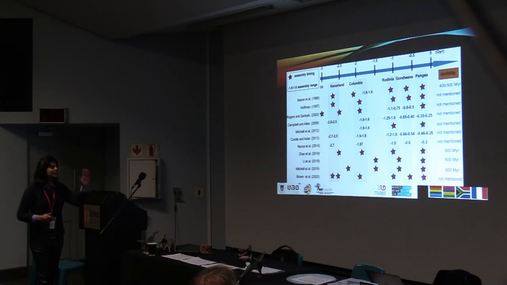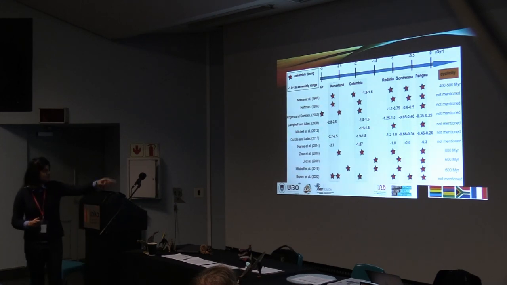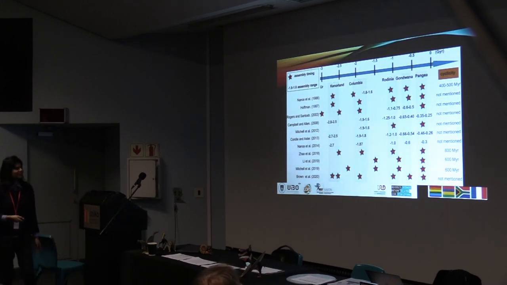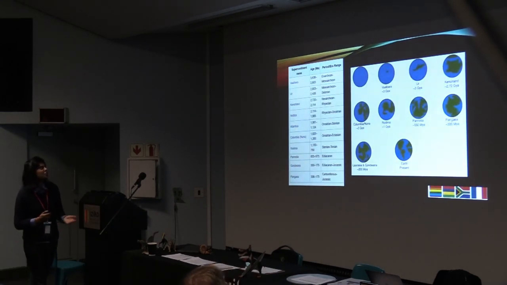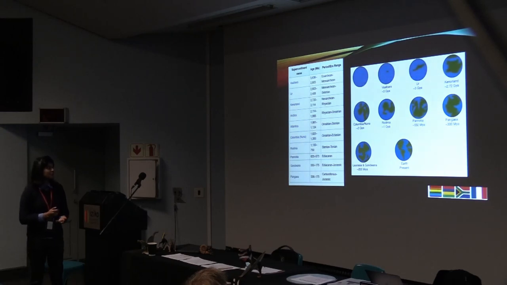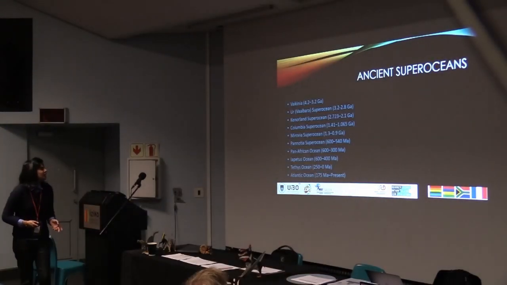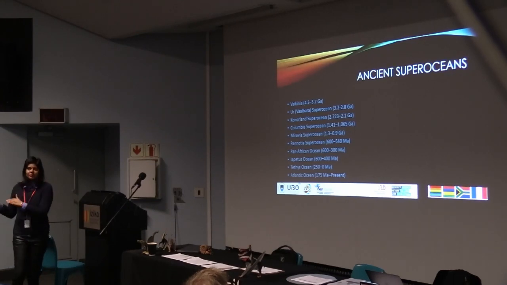And then as we go closer, like Pangaea, everybody's heard of Pangaea, I'm sure, there's way more evidence, as you can see by the stars. Pangaea probably has all the stars. So these are just some ancient possible supercontinents that I'm going to mention today: Kenorland, Columbia, Rodinia, Pannotia, Gondwana, and Pangaea.